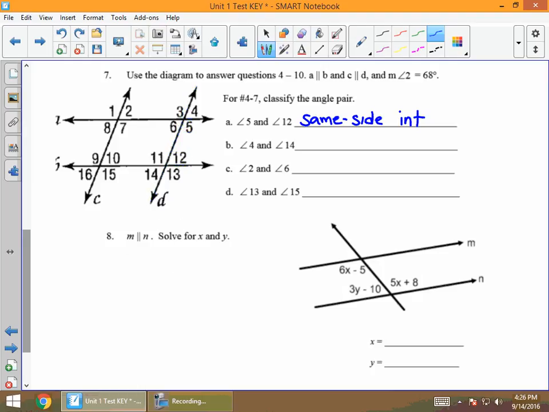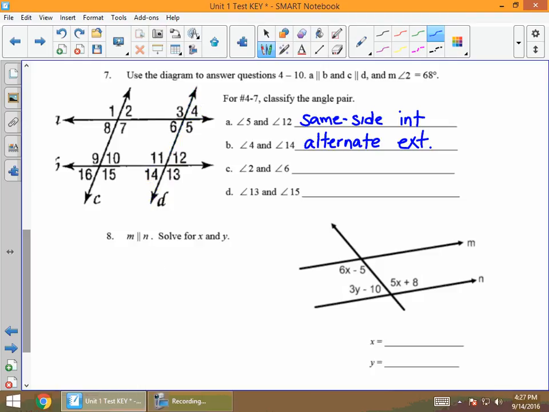4 and 14. The line that they have in common, again, is D. That is still the transversal. Now, neither one of these angles is in between A and B. They're actually outside of A and B, so they are exterior angles. They are on different sides of the transversal. One's on the left, one's on the right. They are what we call alternate exterior, because they are outside of lines A and B.